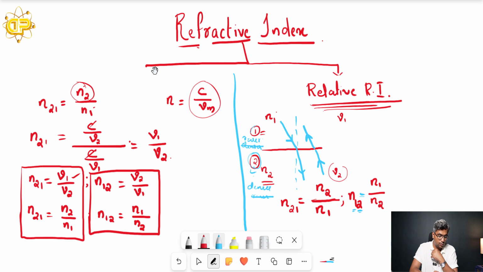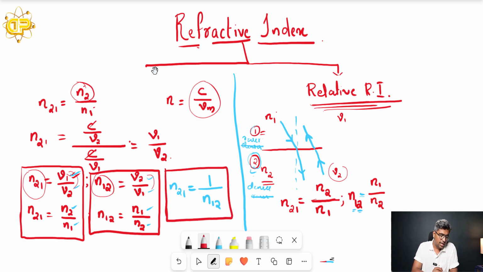And one more very important relation is there. Here you have seen N21 and N12, which is just the reciprocal. Here it is V1 by V2, here it is V2 by V1. So just the reciprocal. Here N2 by N1, here N1 by N2. So we can get another very important equation, that is N21 is equal to the reciprocal of N12.